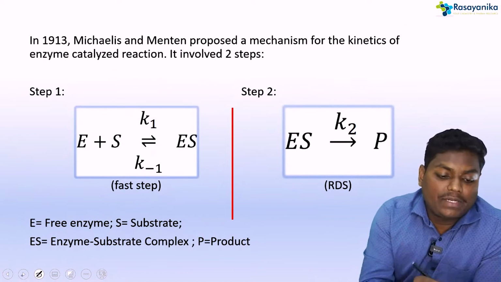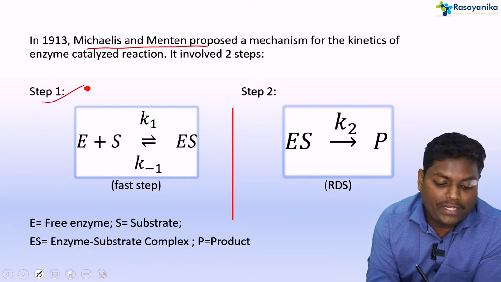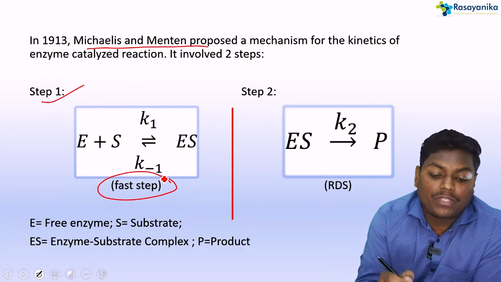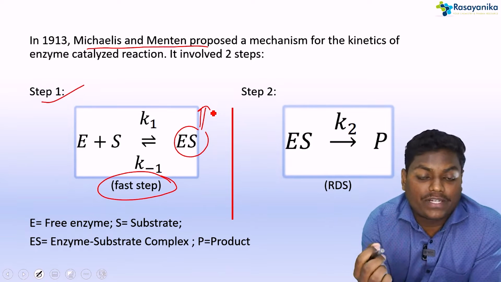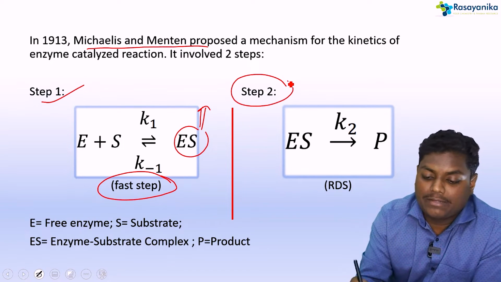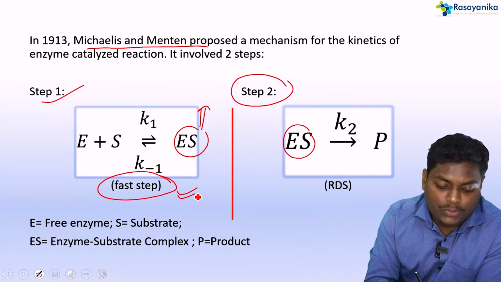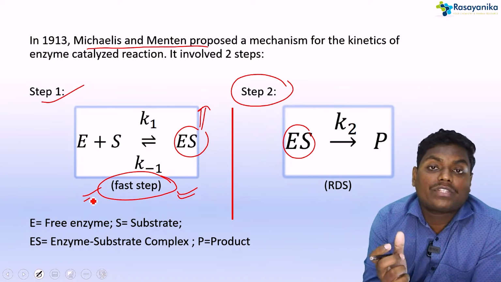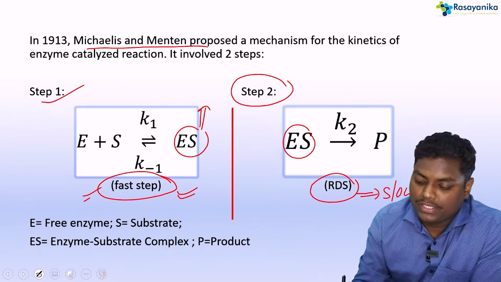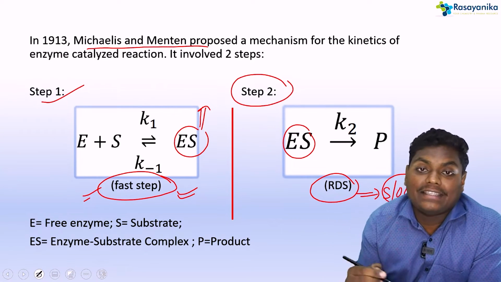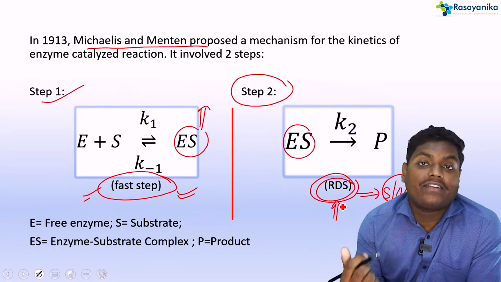Now, Michaelis and Menten proposed a two-step mechanism for this reaction. Step 1 involves the formation of the enzyme substrate complex, which is the ES complex. Here, the enzyme coordinates with the substrate to form the enzyme substrate complex. In the second step, this enzyme substrate complex decomposes to give the product. The important thing to note is that the first step is the equilibrium state or the fast step, and the second step is the slow step. As we know from basic kinetics, the slow step is always the rate determining step. So the second step is the rate determining step.